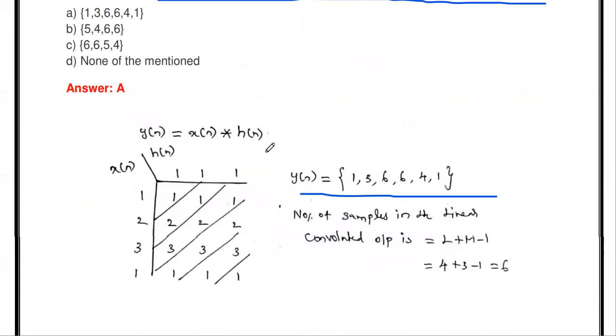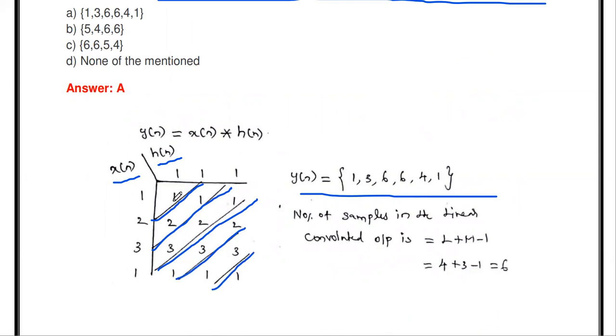So here you see, in order to perform the linear convolution, we may use the tabulation method. In tabulation, on one side you write x of n, and on the other side you write h of n: 1, 2, 3, 1 and 1, 1, 1. You multiply this one with all these elements. Then diagonally you split these elements and add them. You are already familiar with this method.